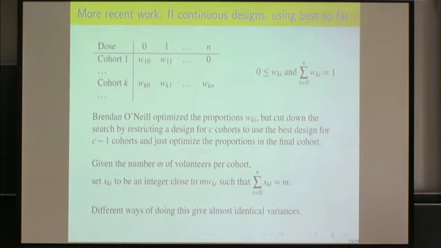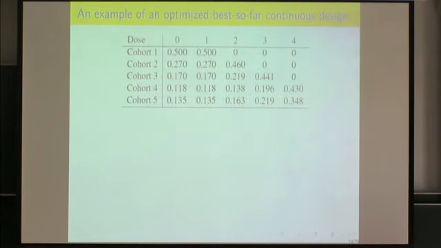And in the examples we looked at, if there were different choices of ways of doing that, it made hardly any difference to the variance. So here's an example of one of the things that Brendan found for a best so far. I've put doses up to 4 and cohorts up to 5.